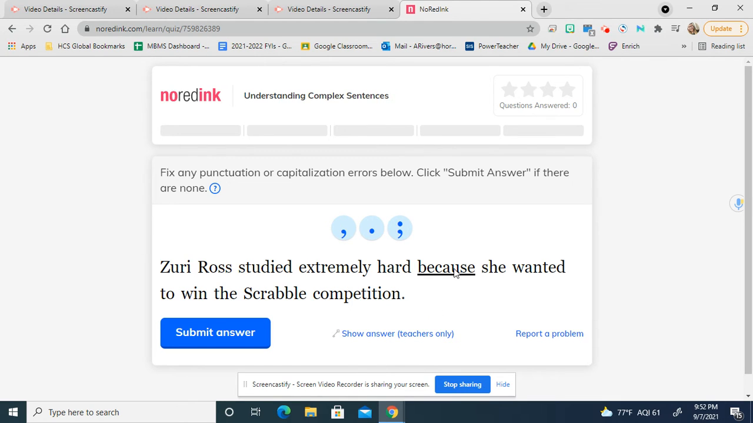This word because shows up in the middle of the sentence. I do not need a comma in front of the word because. I could submit this answer as is.